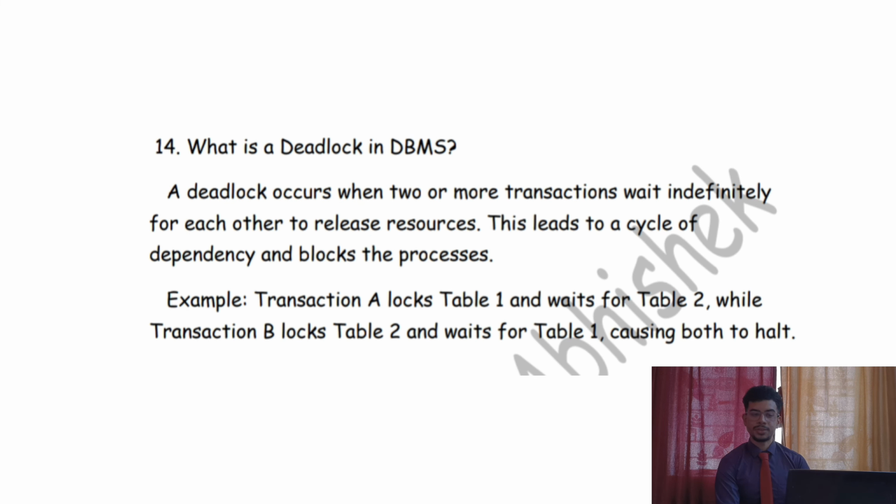What is a deadlock in DBMS? A deadlock occurs when two or more transactions wait indefinitely for each other to release resources. This leads to a cycle of dependency and blocks the processes. Example, transaction A locks table 1 and waits for table 2, while transaction B locks table 2 and waits for table 1, causing both to halt.